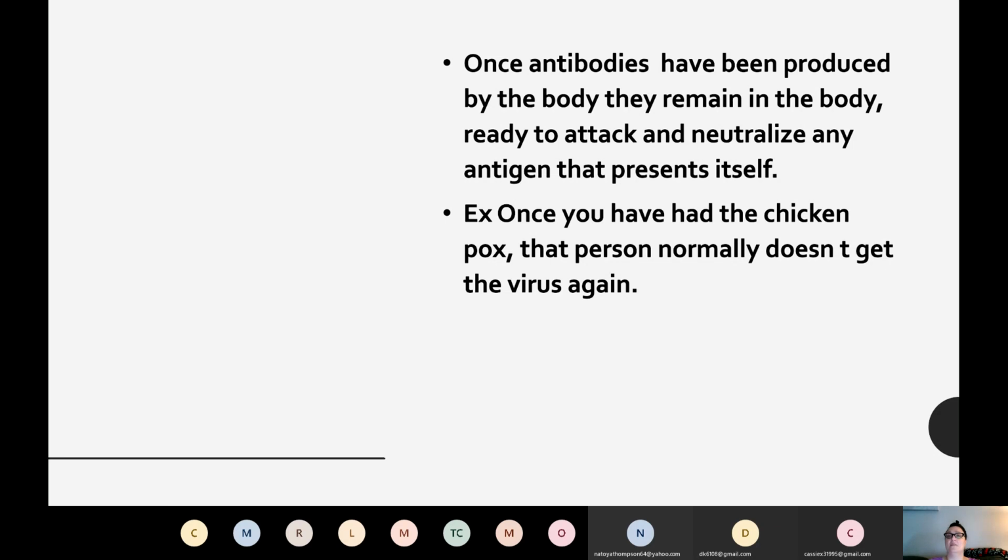Once antibodies have been produced by the body, they remain in the body. They are always ready to attack and neutralize any antigen or foreign body, like the example of chickenpox, like I said.